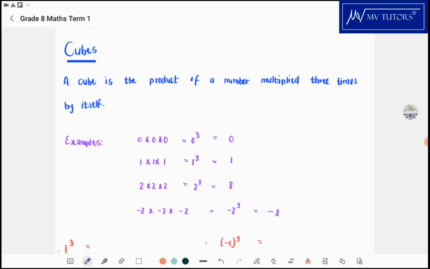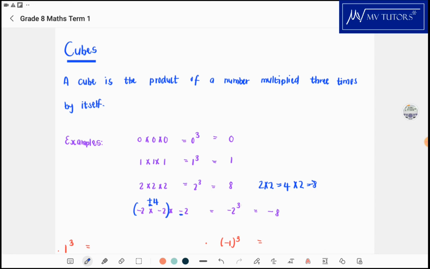All right. For example, we have 0 times 0 times 0. That's the same as saying 0 cubed, which is just 0. And then we have 1 times 1 times 1, which is 1 cubed, and that's just 1. Then we have 2 times 2 times 2, which is 2 cubed, all right? Meaning 2 times 2 gives you 4, and then another 2 gives you 8. And then remember also now we have negative. Remember negative times negative gives you a positive, and 2 times 2 gives you 4.